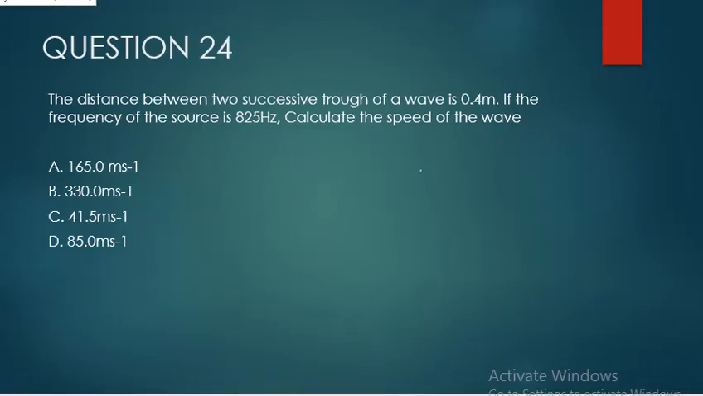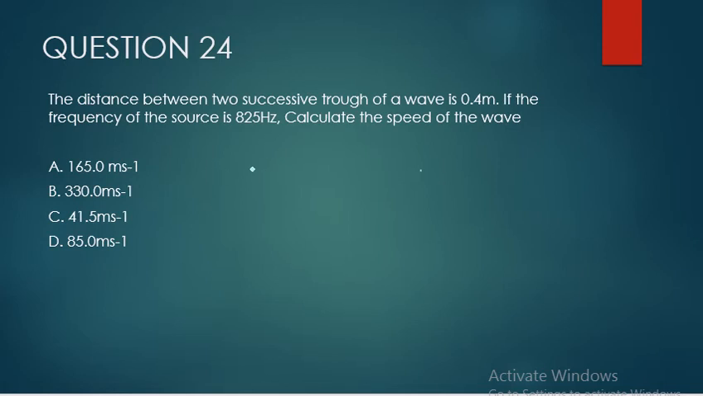So a quick one. This is question 24 of the physics WAEC 2016 past questions, and you have a question here on waves. The question says the distance between two successive troughs of a wave is 0.4 meter. If the frequency of the source is 825 hertz, you're asked to calculate the speed of the wave.